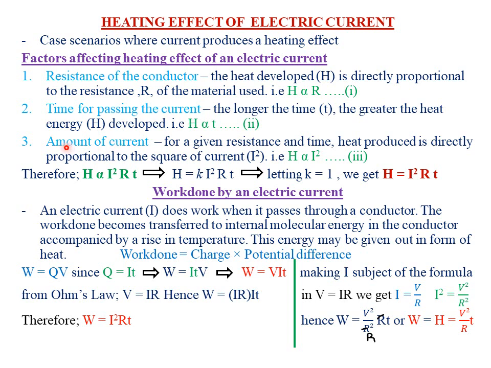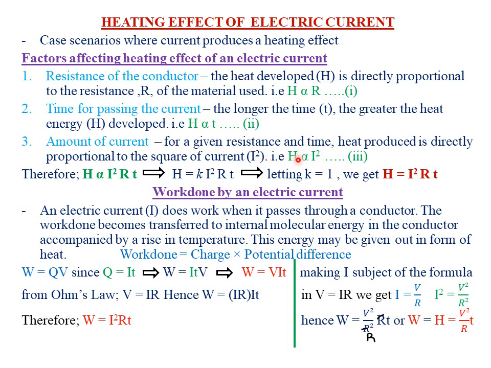Then the third factor is the amount of current passing through a conductor. Obviously, when more current is passing through a conductor, we expect most of it to be resisted. But when just a small amount of current is passing through a conductor, we expect less current to be resisted. Therefore, for a given resistance and time, the heat produced is directly proportional to the square of the current flowing through that conductor.